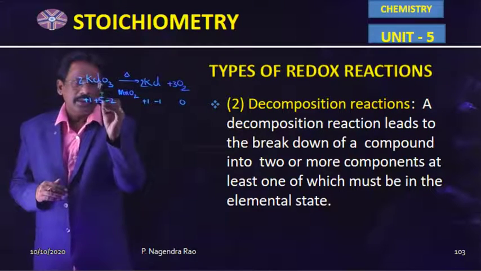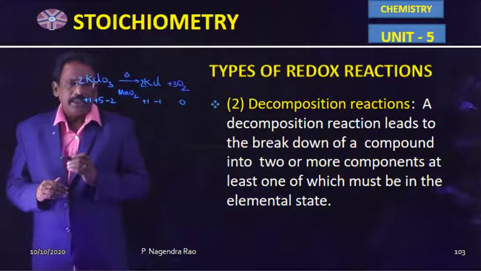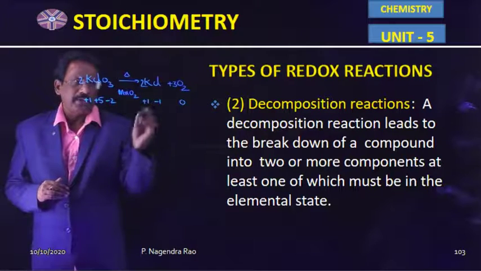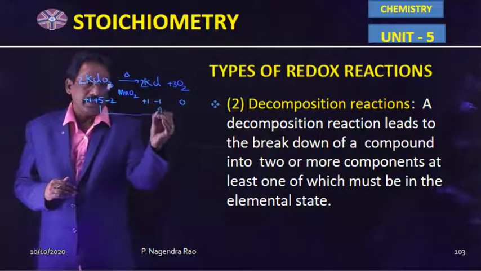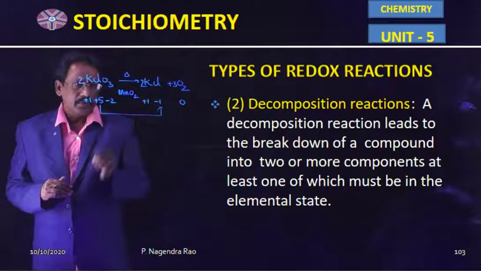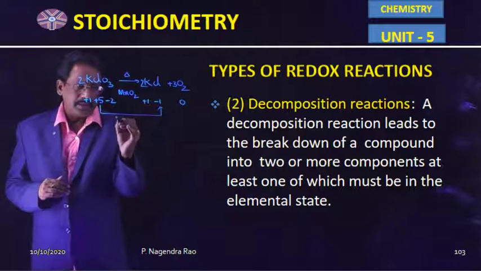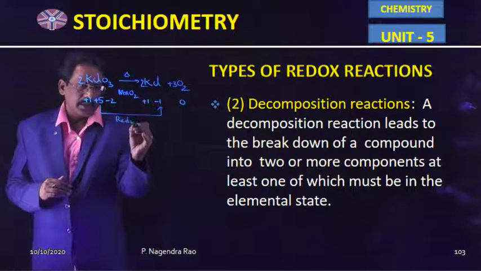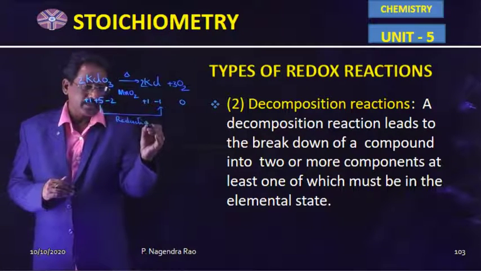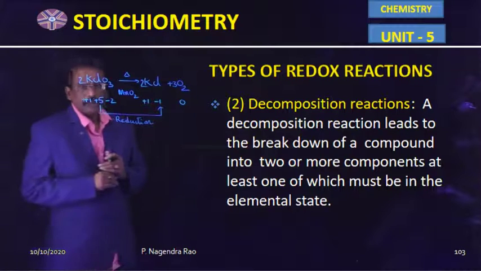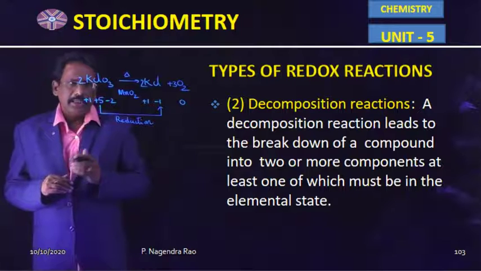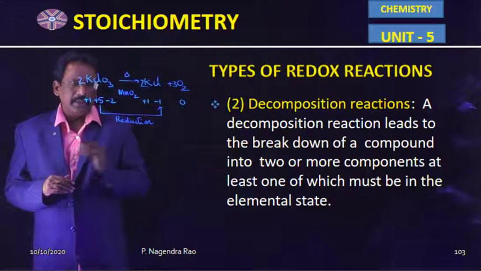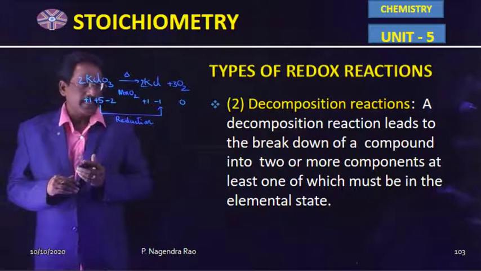Now in the reactant side, chlorine oxidation state is +5, but in the product side chlorine oxidation state is -1. So there is a decrease in oxidation number. So in this KClO3, Cl is involved in the reduction process.